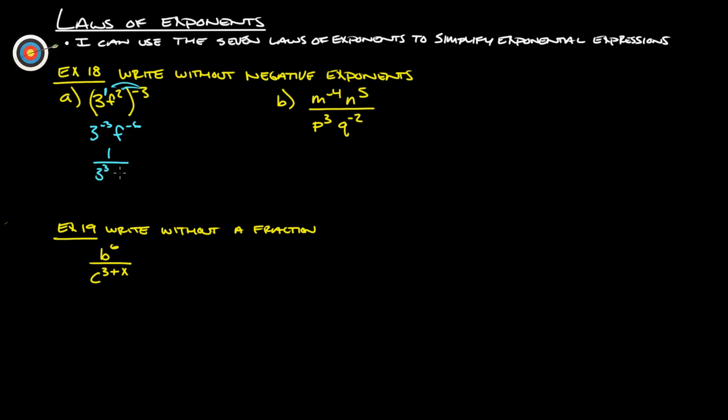F to the negative 6 goes to the bottom as f to the 6th. And this is really probably fine. You could multiply the 3 to the 3rd out and put it as 1 over 27 f to the 6th. That would be fine too. But this works, so just fine.